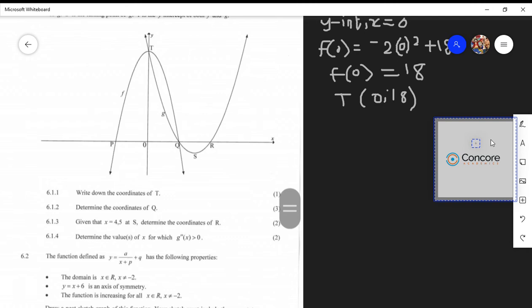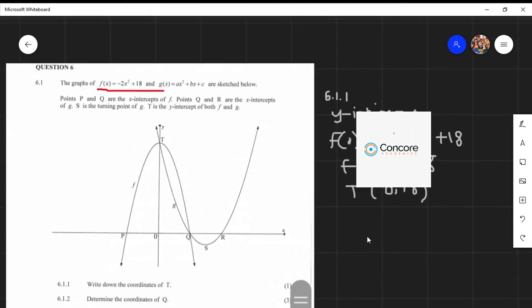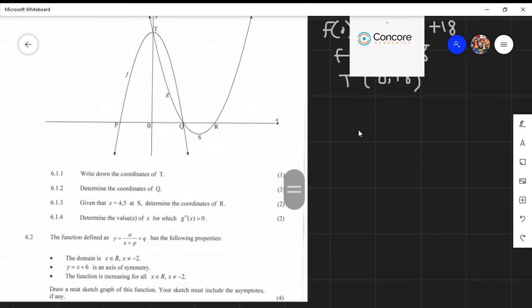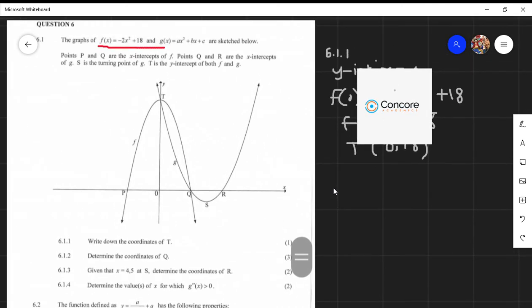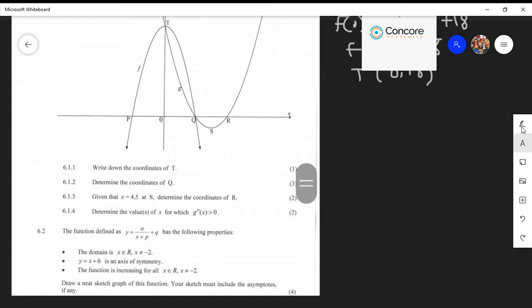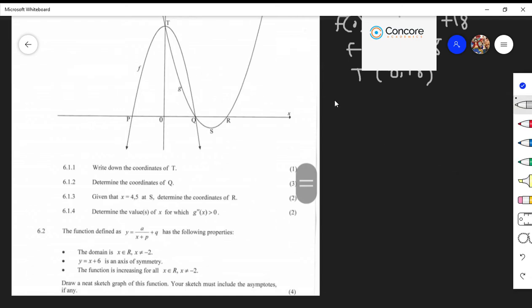So the next question states, write down the coordinates of q. So the coordinates of q is the x-intercept of the smiley face graph, of g. So q is the x-intercept of g, and it's also the x-intercept of f. So in order to find the x-intercept, all we can do is make y equal to 0.